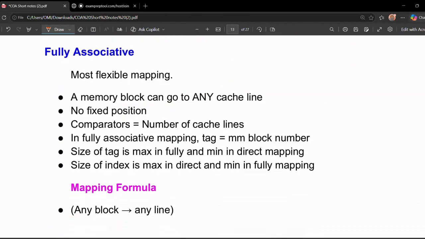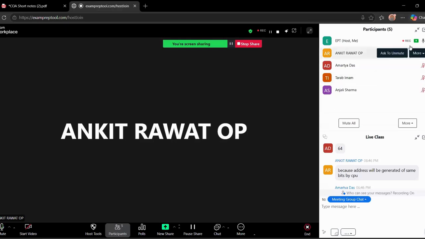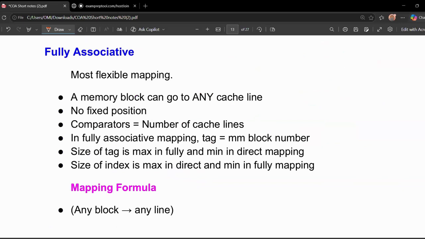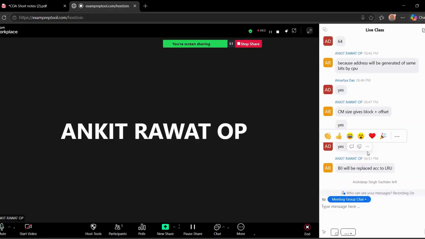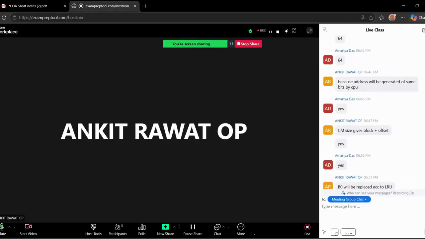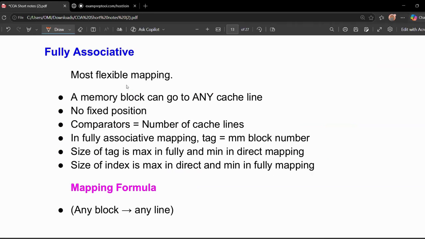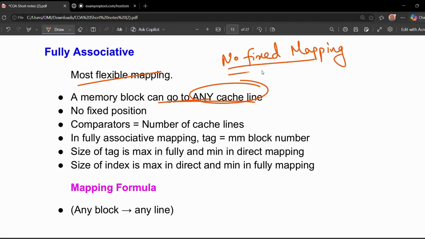So till now everything is clear. We have seen two mappings, direct mapping and set associative. Now we will see the last mapping, which is fully associative. It is the most flexible mapping. A main memory block can go to any cache line. There is no fixed mapping, no fixed position; it can go anywhere.